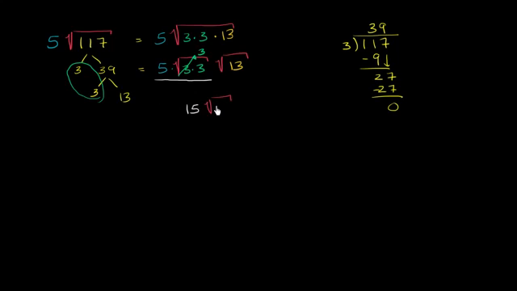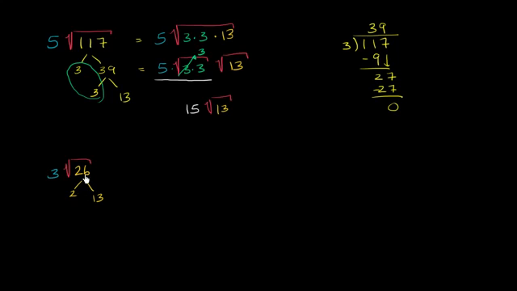Let's do one more example here. Let's try to simplify 3 times the square root of 26. 26 is clearly an even number, so it's going to be divisible by 2. We can rewrite it as 2 times 13. And then we're done. 13 is a prime number. We can't factor this anymore.